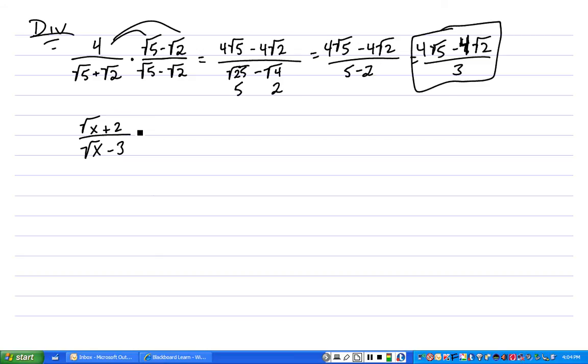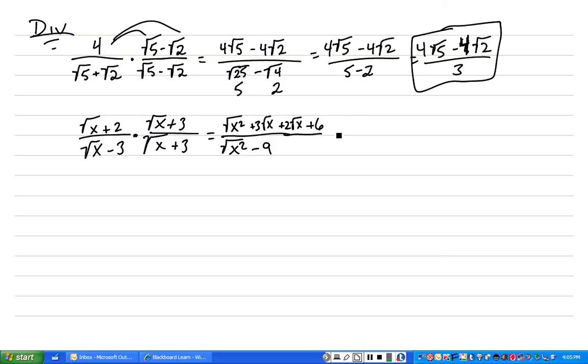have to multiply by its conjugate. And its conjugate in this case would be square root of x plus 3. Whatever I do on the bottom, I do on the top. So down bottom I get square root of x squared minus 9, and up top I get first times first, which would be square root of x squared. Outside would be a positive 3 square root of x, inside would be a positive 2 square root of x, and last times last, which would be 6.